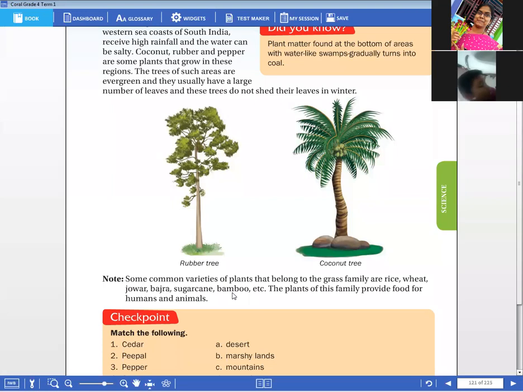Some of the bamboo plants also we can make paper. Bamboo plants are also used in many purposes, children. It also consists of pulp, and it can be used for making paper, and nowadays some kind of furniture is also made with it. Bamboo furniture is also made with it. Still any more doubts, children?